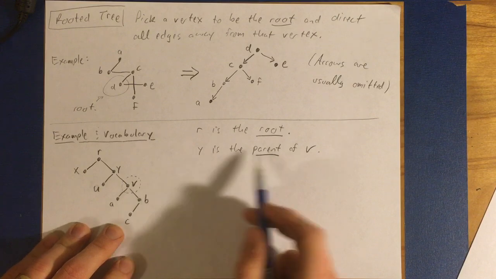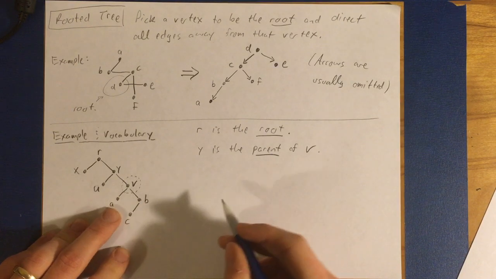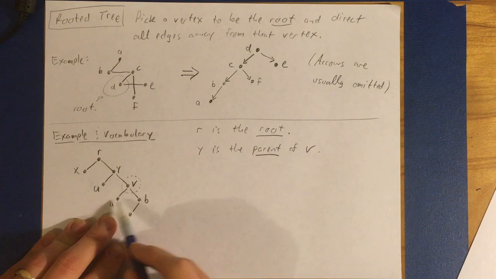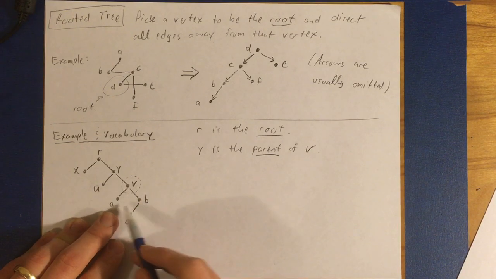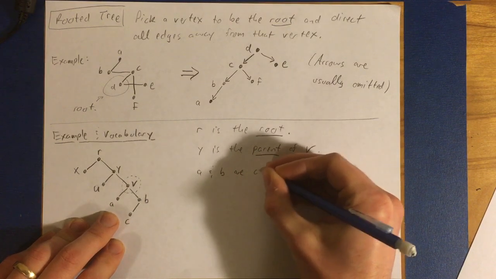Next, we have children. If you have parents, you can also have children. Now, you can have more than one child. So with vertex V, the vertices beneath V directly are children. So A and B are the children of V.